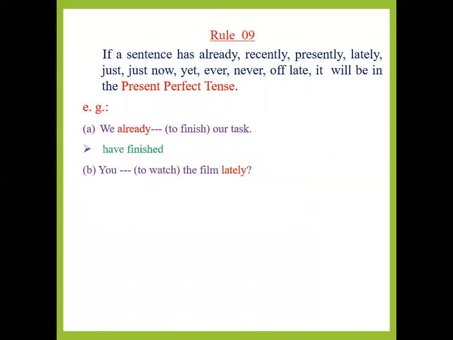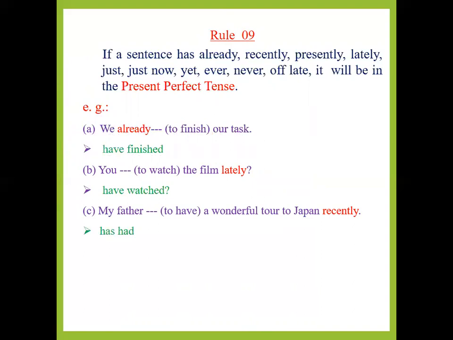You to watch the film lately? It is an example of an interrogative sentence, and the word "lately" states that it will be in the present perfect tense. And the subject of this sentence is "you". That's why the correct answer is "have watched". My father to have a wonderful tour to Japan recently. The answer is "has had", because the head word of the subject is father, which is singular in form, that's why "has", and the past participle form of "have" is "had".